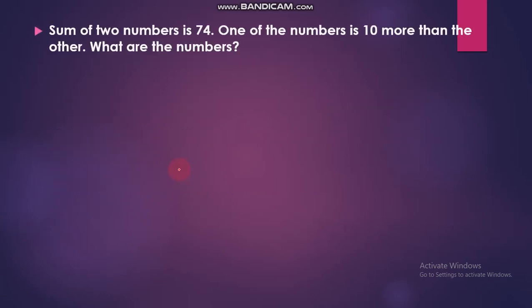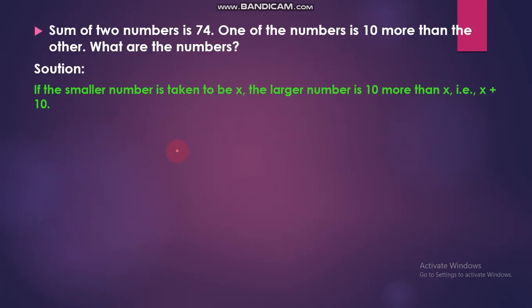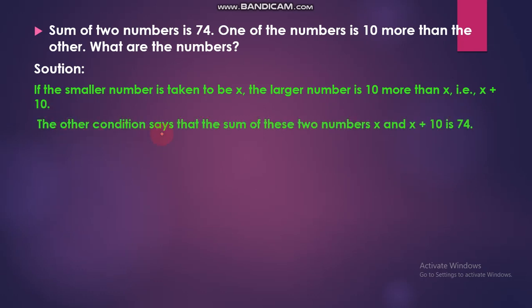Let's start. The number which we don't know, we have to assume as x. I am assuming the smaller number as x. So what could be the larger number? The larger number is 10 more than x, that is why the larger number is x plus 10. Now the other condition says that the sum of these two numbers, x and x plus 10, is 74. So let's arrange the equation: x plus x plus 10 is 74.